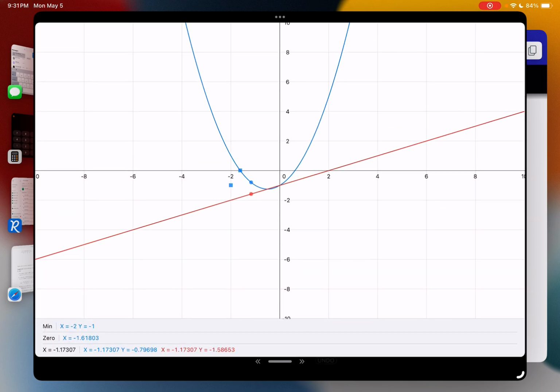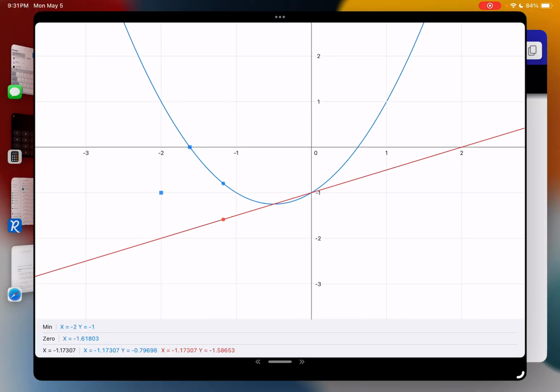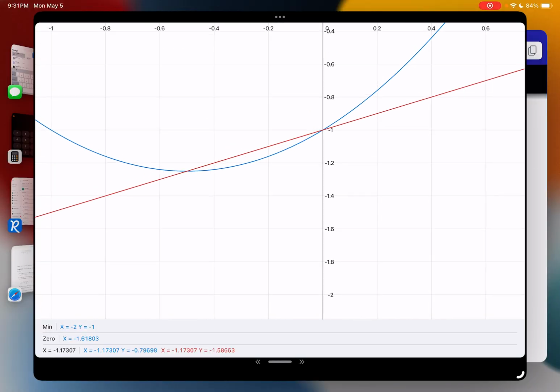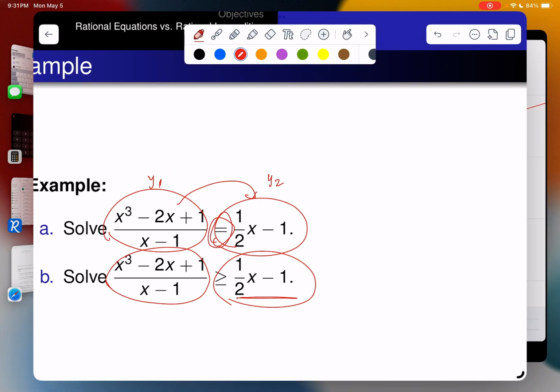So this is what we have. We have a graph that looks something like this. Now, if I zoom in on it, you'll see where they're equal, where they cross. So the first statement, where they're equal, I'm figuring out where they intersect. Where do they intersect? And we're going to learn how to do this by hand. I'm going to show you first how to do it with the calculator.